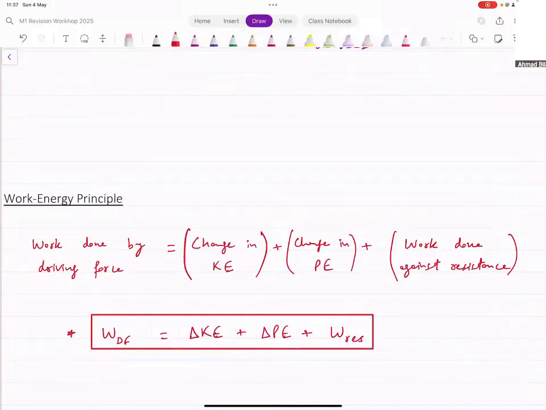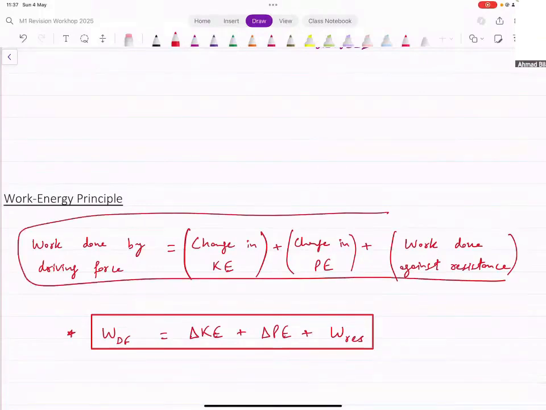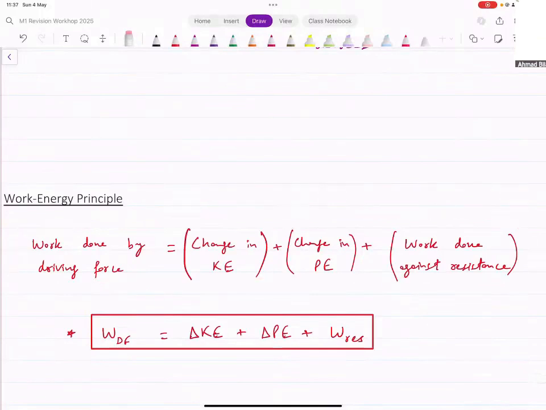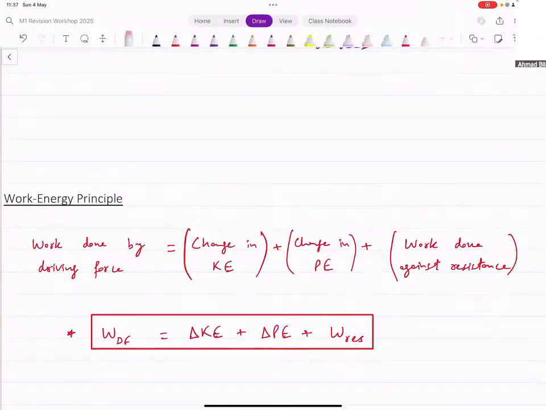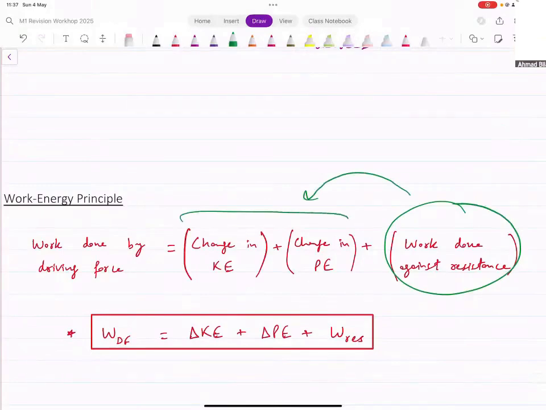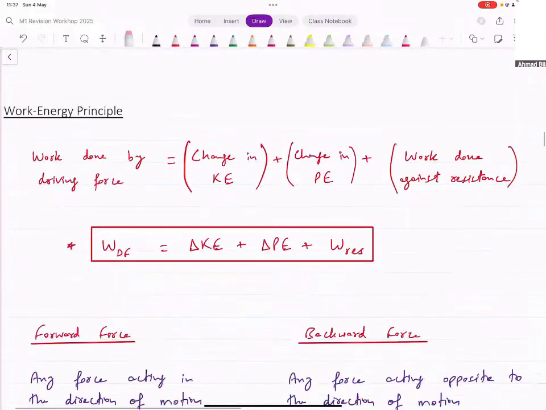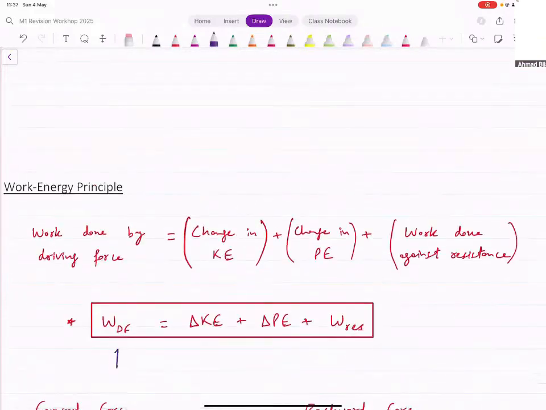in this topic. Work done by the driving force is equal to the change in kinetic energy plus the change in potential energy plus the work done against resistance. So the work done by a driving force is used against resistance, and the rest of it is transferred to the object as its energy. In short, we can write it like this: work done by driving force equals change in kinetic energy plus the change in potential energy plus the work done against resistance.